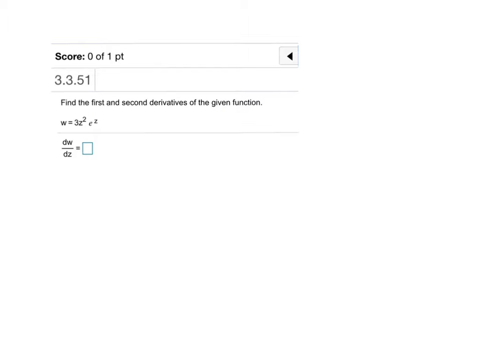This textbook does like z's, doesn't it? Oh, let's see.